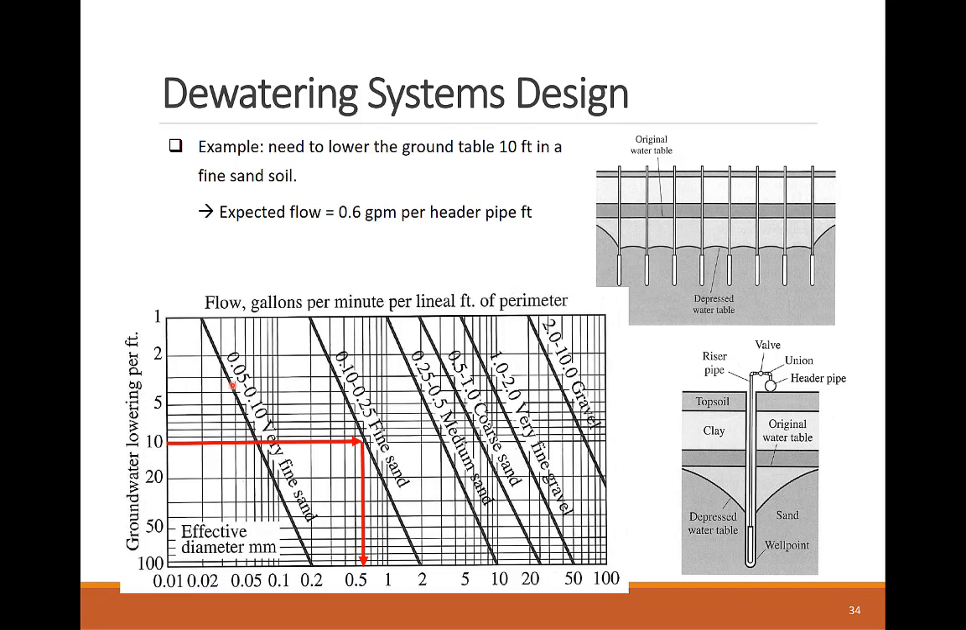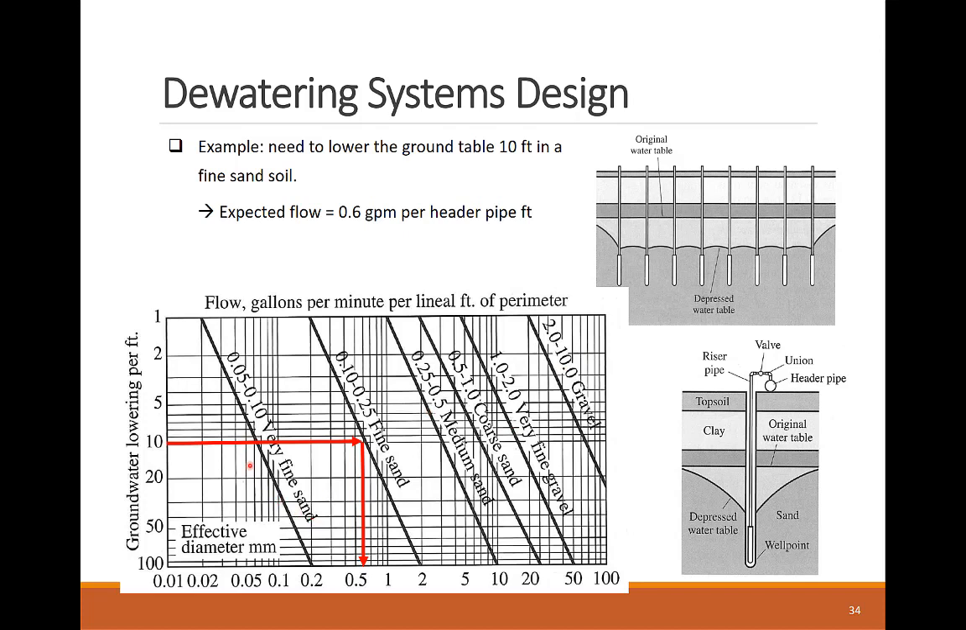You can see that higher pumping rate can be achieved for more coarse soils, compared between the range of pumping rate under the diagonal lines of the gravel versus very fine sand.